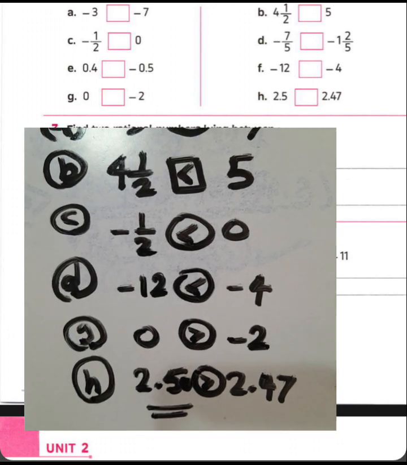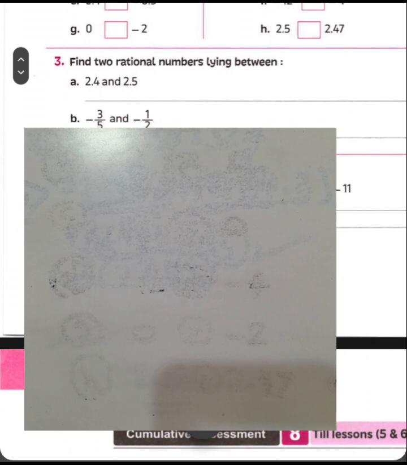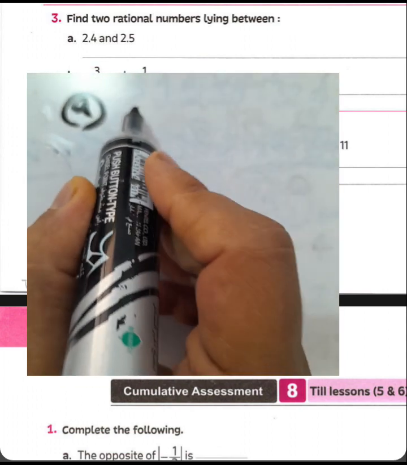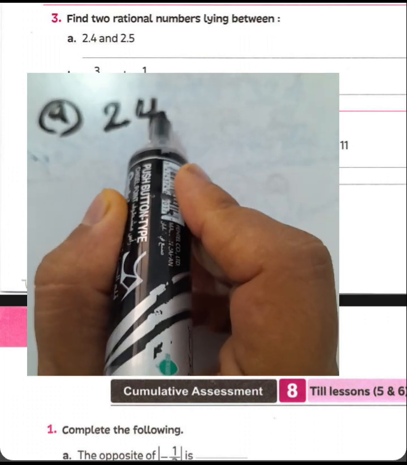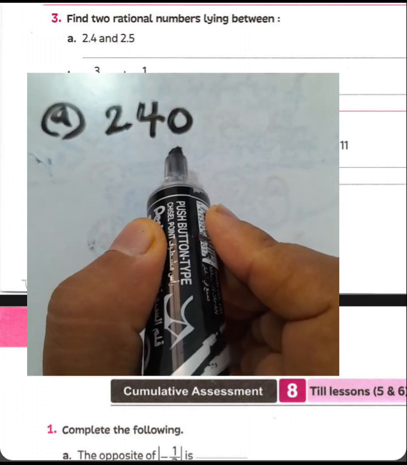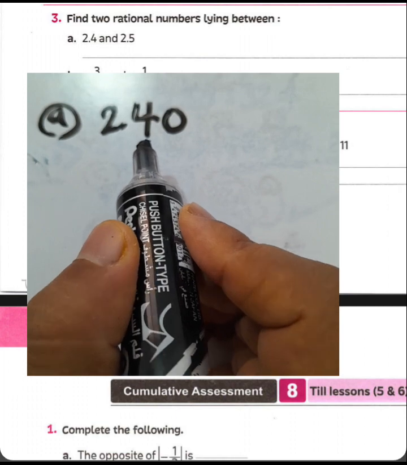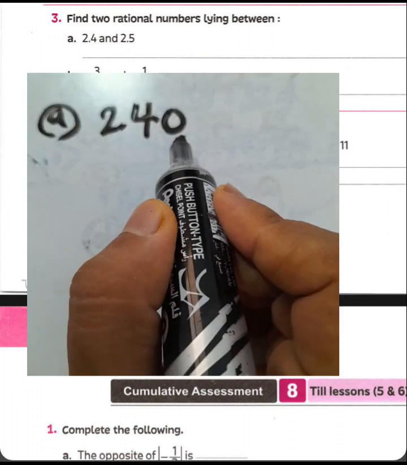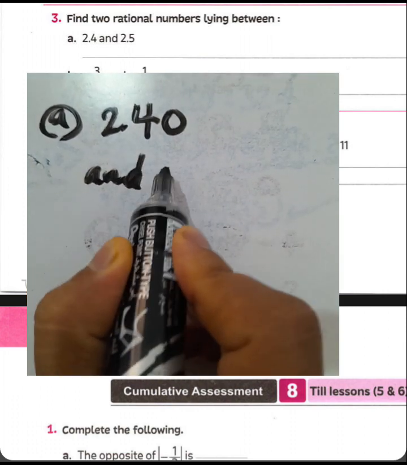Understood? Okay, we will solve now question number 3. Find two rational numbers that lie between 2.4 and 2.5. It's very easy for you to put 0 behind the digits. 2.4, we can write 0 behind it here. You will find two rational numbers between 2.4 and 2.5.